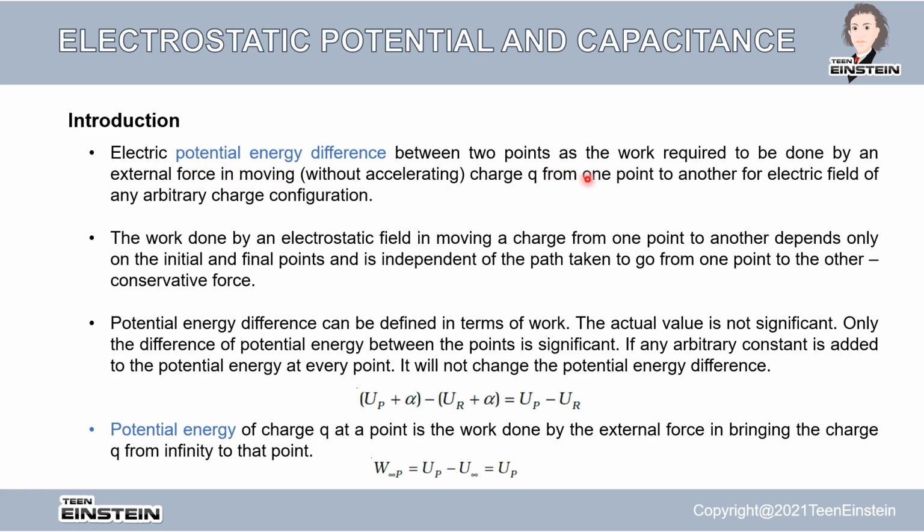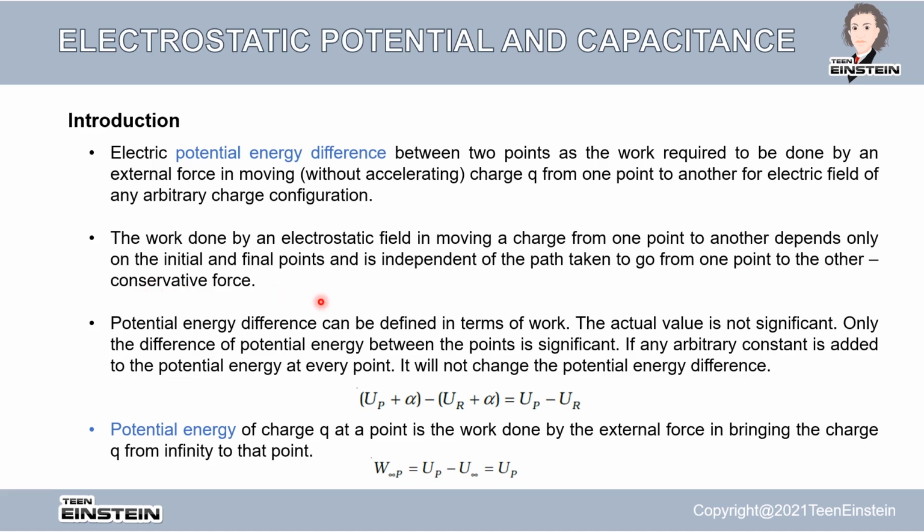So between any 2 points, it is defined as the work required to be done by an external force in moving the charge q from one point to another against the electric field. That electric field could have been given by any arbitrary charge configuration. The work done by an external force in moving a charge from one point to another depends only on the initial and final points and is independent of the path taken to go from one point to the other, and this is called a conservative force.